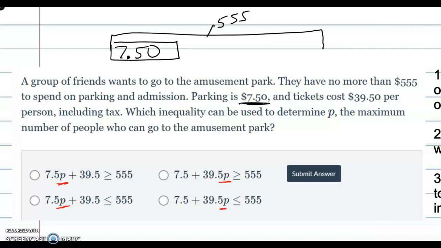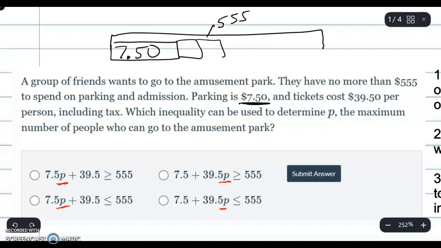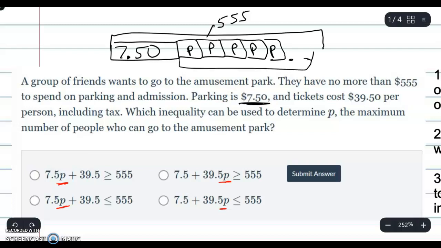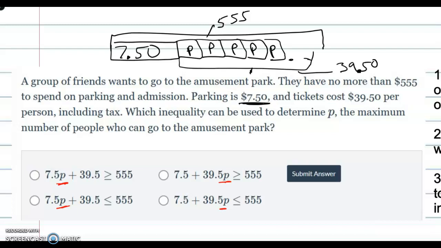And we know we're going to have a person. We're going to have as many people as we can get to fit into that. And instead of putting $39.50 in there, I'm just going to put P for person. We know it's $39.50, but I'm just going to put P for person there. So each person, each ticket is going to be $39.50. So we got our tape diagram. And we know that P is going to go to the $39.50.